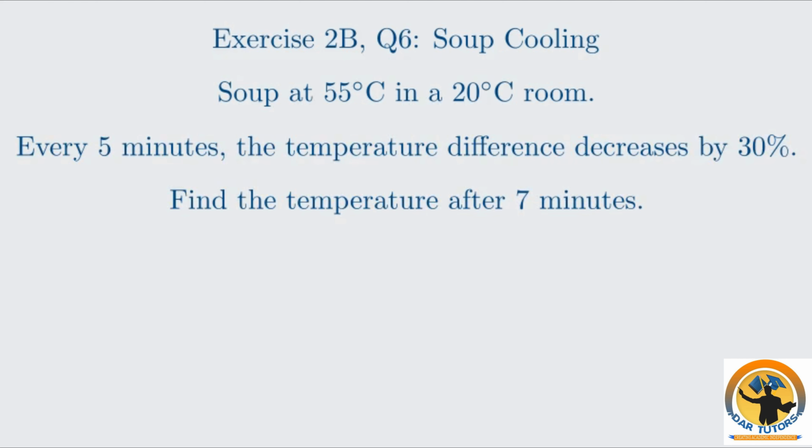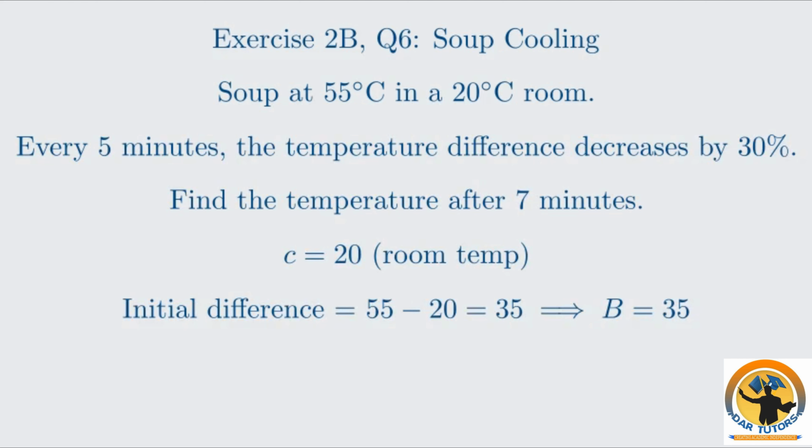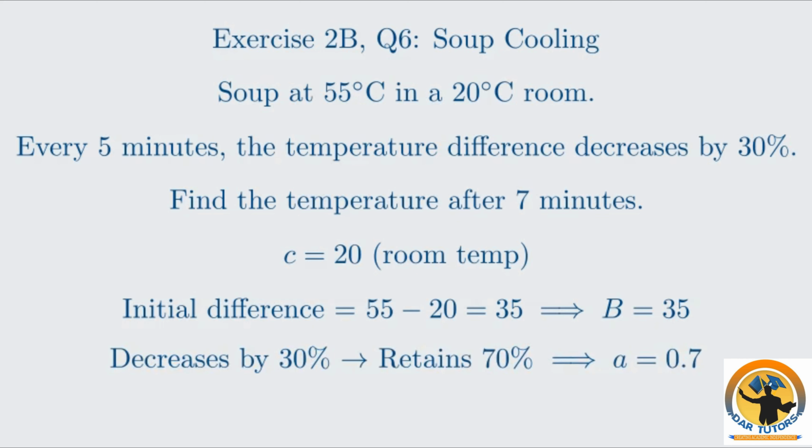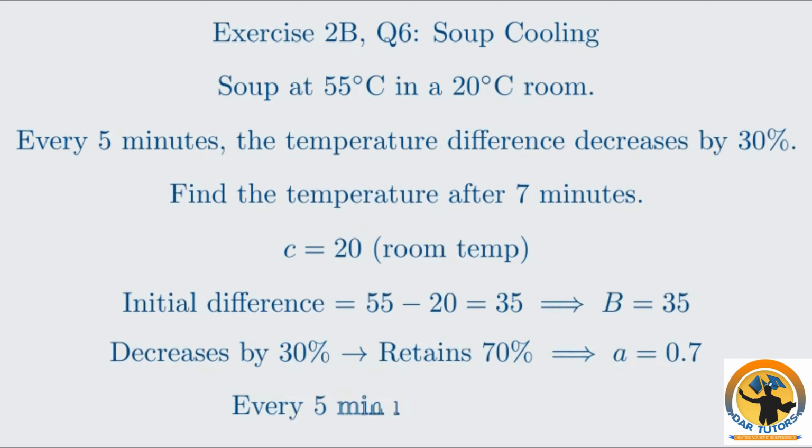First, let's identify the components of our model. The room temperature is the background level, so C equals 20. The initial temperature difference is 55 minus 20, which is 35 degrees, so B equals 35. The temperature difference decreases by 30% every 5 minutes. This means it retains 70% of its value, so our decay factor, A, is 0.7. The time period for this change is 5 minutes, so K equals 5.